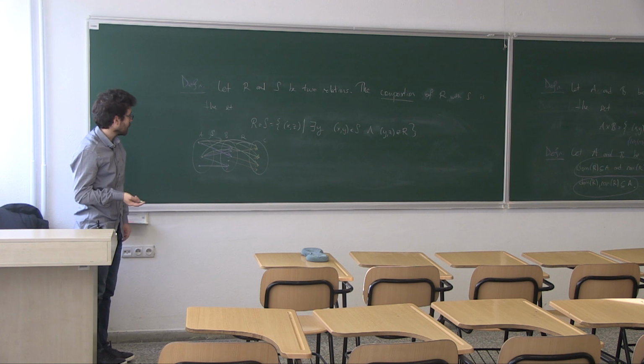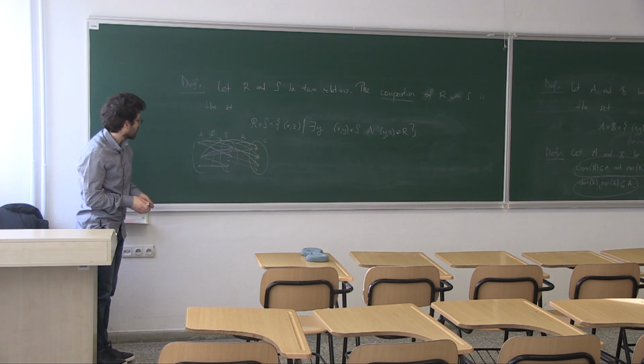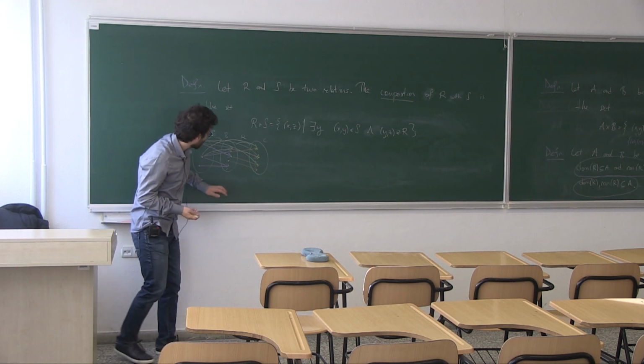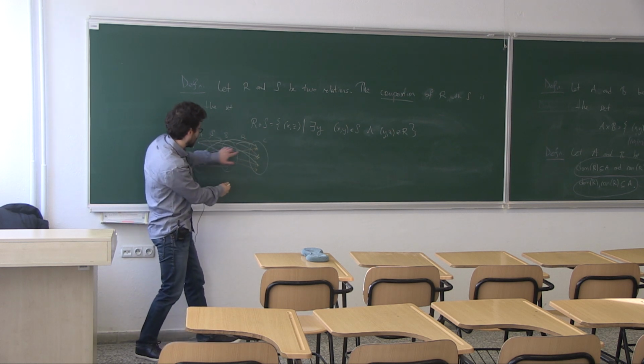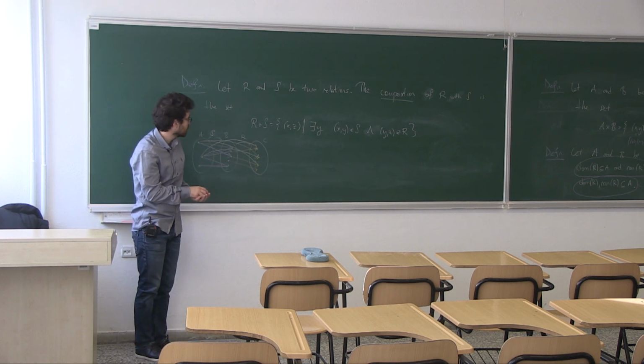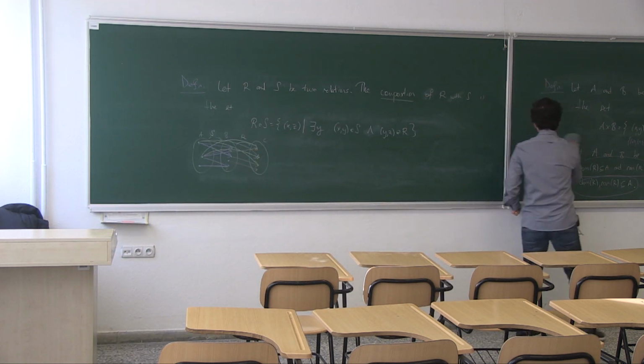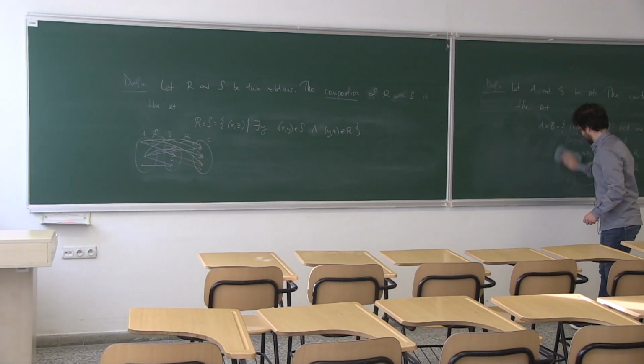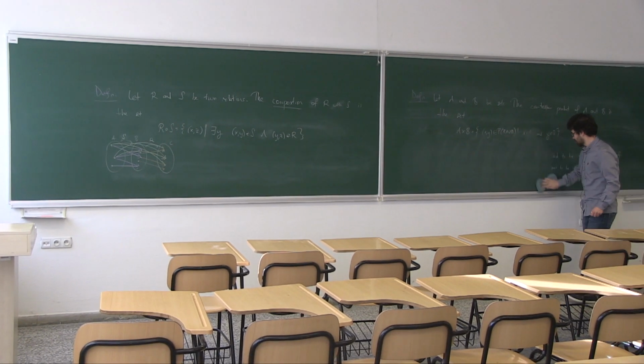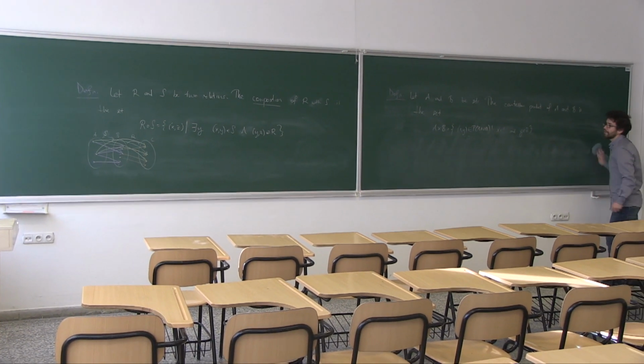So the composition consists of 4 ordered pairs, okay? As you can see, there are 4 green arrows. So that's the composition. For some reason, I just spent too much time explaining a notion which you're already familiar with.